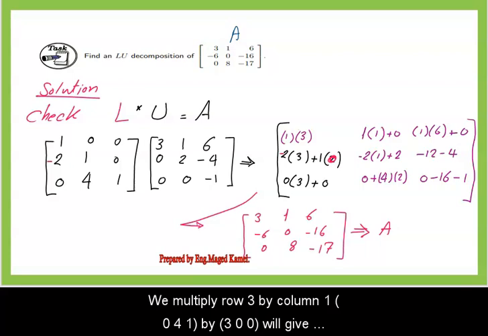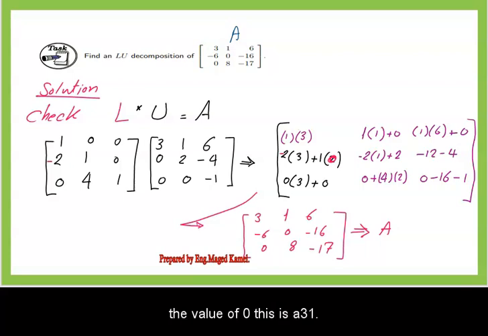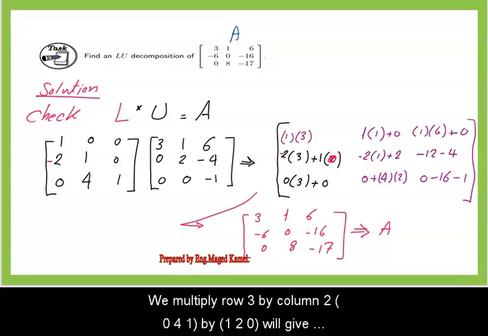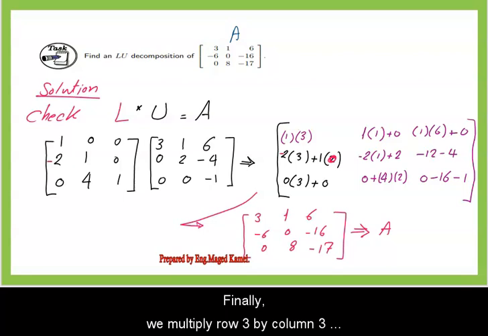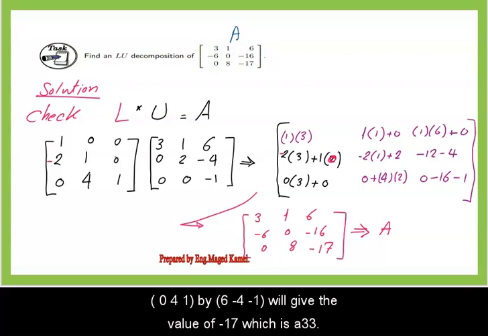We multiply row 3 by column 1. Row 3 is 0, 4, 1 by 3, 0, 0 will give us the value of 0. This is the value of A sub 3,1. We multiply row 3 by column 2. Row 3 is 0, 4, 1 by 1, 2, 0 will give us the value of 8, which is the value of A sub 3,2. Finally, we multiply row 3 by column 3. Row 3 is 0, 4, 1 by 6, -4, -1. This will give us the value of minus 17, which is the value of the element A sub 3,3.